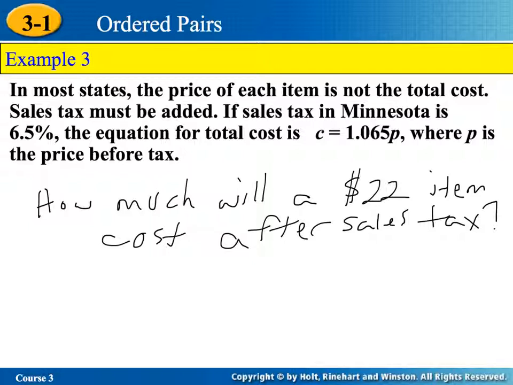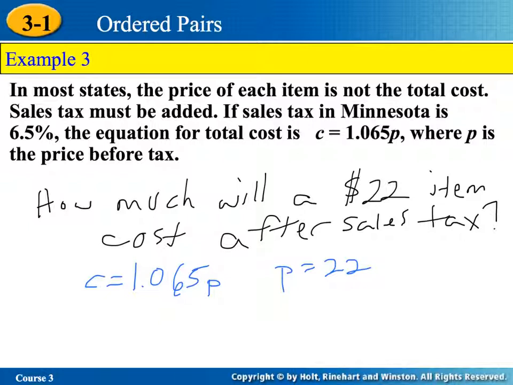All right, so when you do this problem, it says C is equal to 1.065 P. That tells me that's the sales tax, and it's the equation for the total cost. Because in Minnesota, if you buy something, the sales tax is also added to it. P is the price before tax. So in the equation C is equal to 1.065 P, what is P? P is equal to $22.